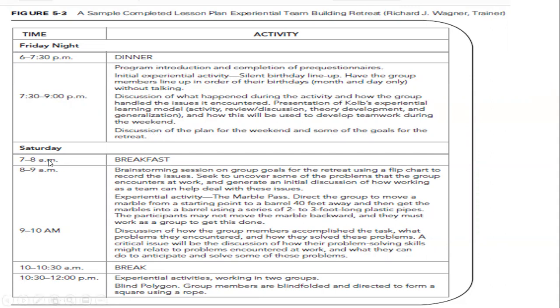Now, once they come for Saturday, in terms of the scheduling, there is a portion for breakfast, then a portion for brainstorming, then a discussion will follow. Right after that, there will be a break for them to get some fresh air, and then the experiential activity will be conducted. So this could be a typical example that you can take a look at in your own time.